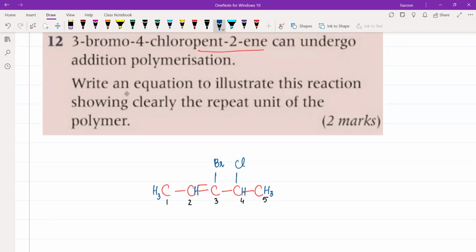So this will undergo addition polymerisation. Write the equation for the polymerisation of this. Show clearly the repeating unit of the polymer. Can you do this? Please just take a few minutes to draw this and send it to me quickly.